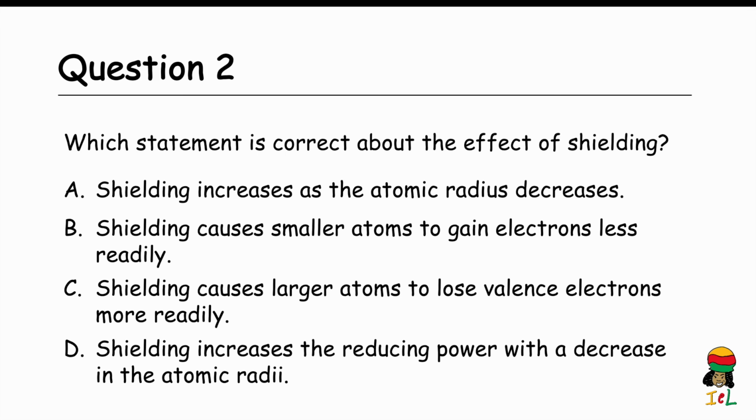Question 2. Which statement is correct about the effect of shielding? A. Shielding increases as the atomic radius decreases. B. Shielding causes smaller atoms to gain electrons less readily. C. Shielding causes large atoms to lose valence electrons more readily. D. Shielding increases the reducing power with a decrease in the atomic radii. The answer is C. Shielding causes large atoms to lose valence electrons more readily.